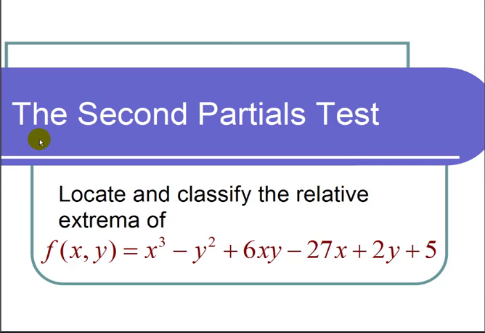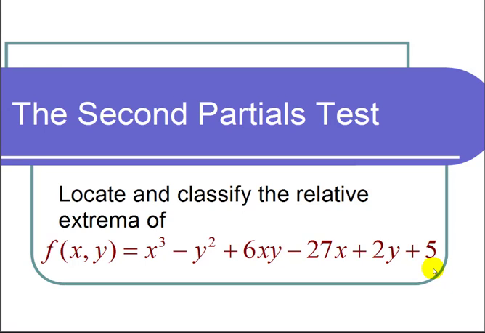This is a video on the second partials test. The question states, locate and classify the relative extrema of f of x y is equal to x cubed minus y squared plus 6xy minus 27x plus 2y plus 5. So we're going to use the second partials test, which tells us whether we have max, min, saddle points, or the test could fail. But before we do that, we need to locate the possible relative extrema of f of x y.